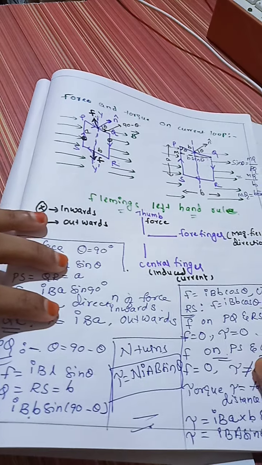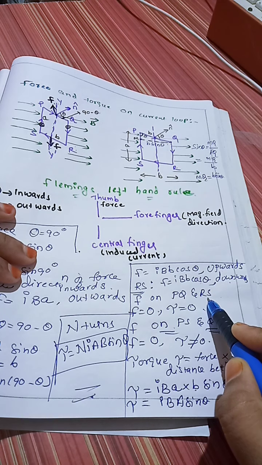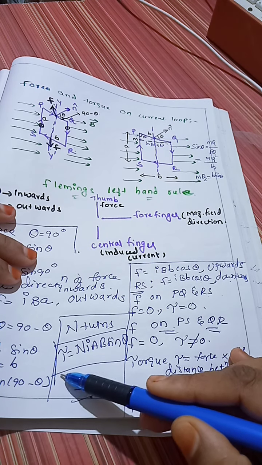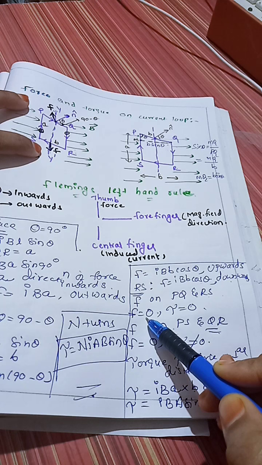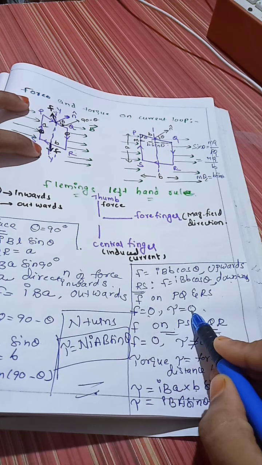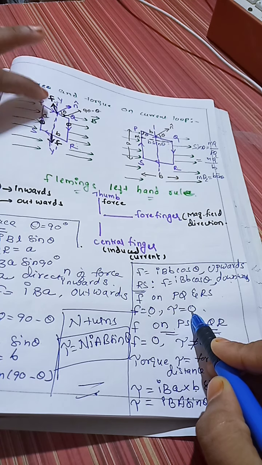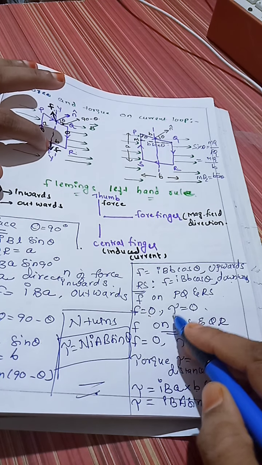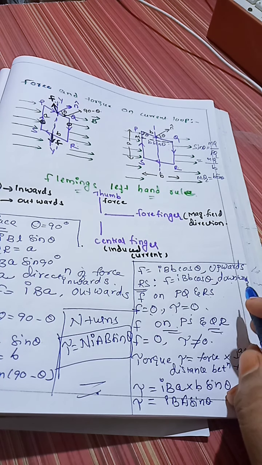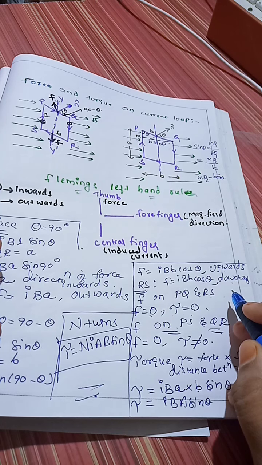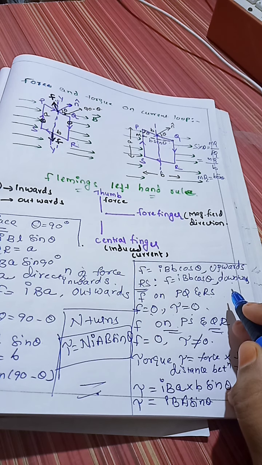Okay, so now if we calculate the net force, if we take the PQ and RS faces, the magnitude of force is the same, but the directions are opposite. One is upward, the other is downward. So the net resultant force will be equal to 0. And if we take the torque, the line of action of these two forces is the same. As the line of action of the forces is the same, the net resultant torque will be equal to 0, because for torque, the lines of action of the two forces must not coincide.